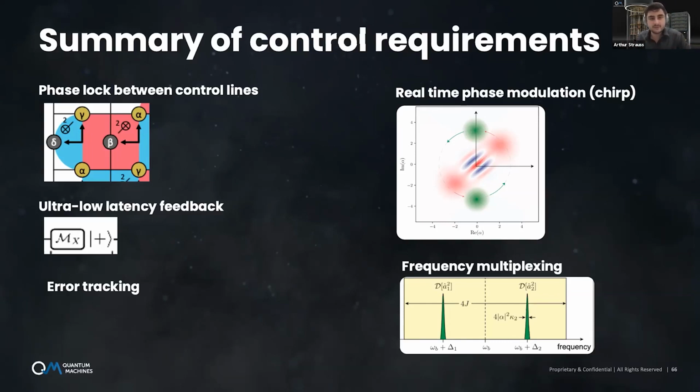Frequency multiplexing is one of them, to address multiple qubits. We haven't talked about real-time phase modulation, but it's basically the way that CZ gates are computed in this cat qubit paradigm. And if the phase is important, we need to ensure that phase lock is doable between various control lines.